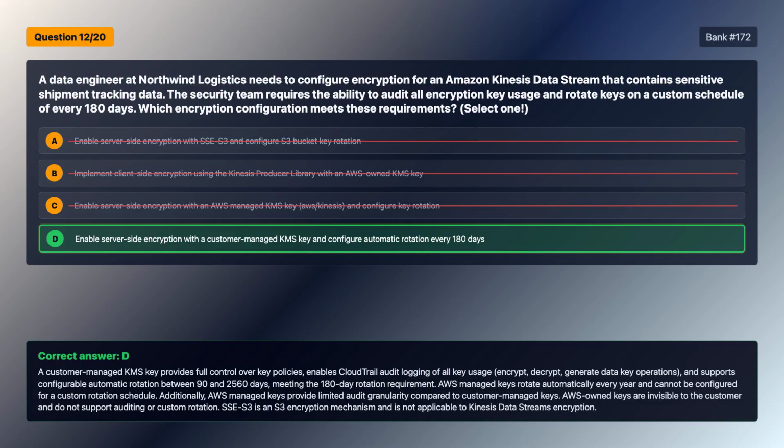AWS managed keys rotate automatically every year and cannot be configured for a custom rotation schedule. Additionally, AWS managed keys provide limited audit granularity compared to customer-managed keys. AWS-owned keys are invisible to the customer and do not support auditing or custom rotation. SSE-S3 is an S3 encryption mechanism and is not applicable to Kinesis data streams encryption.